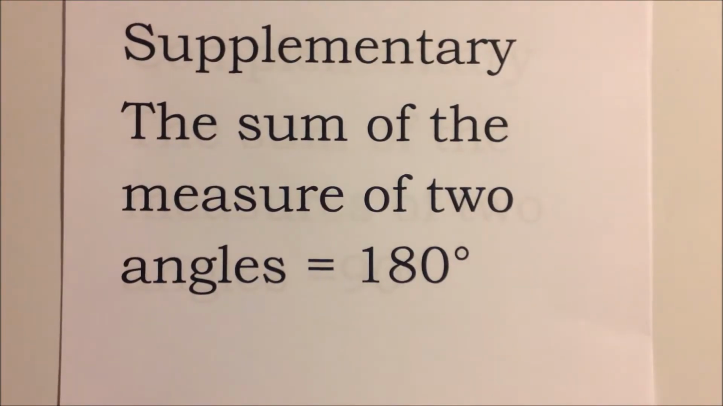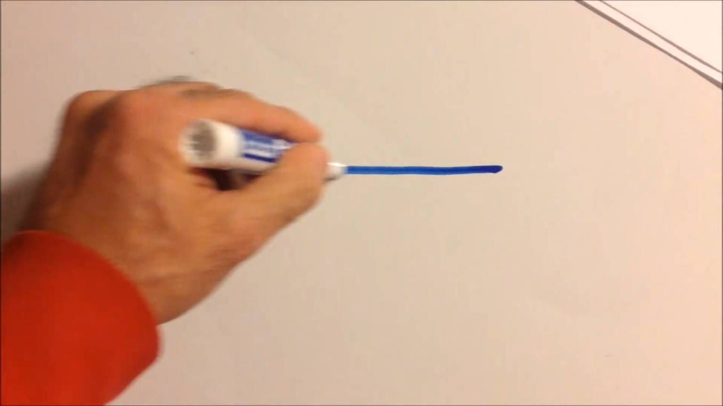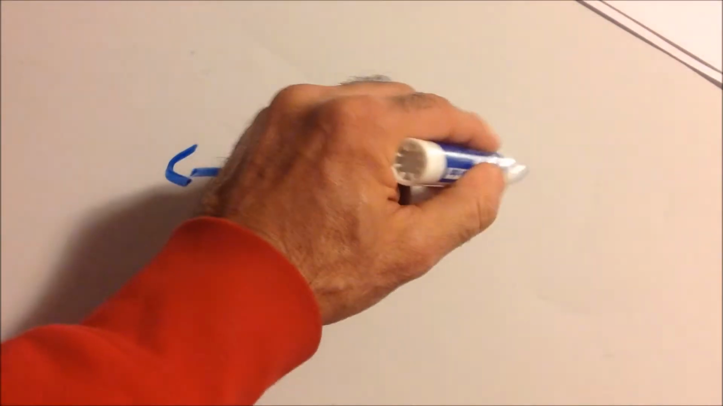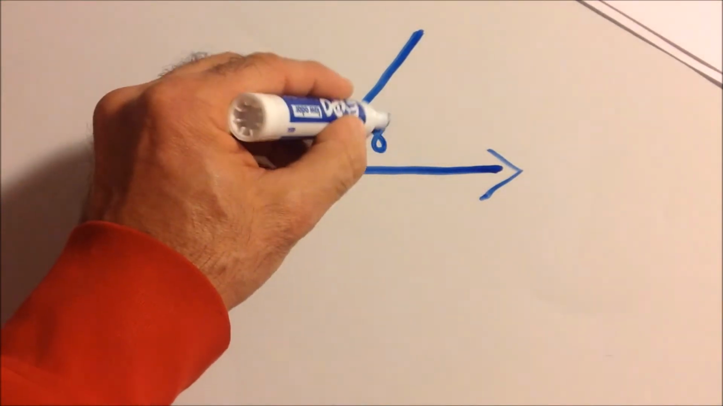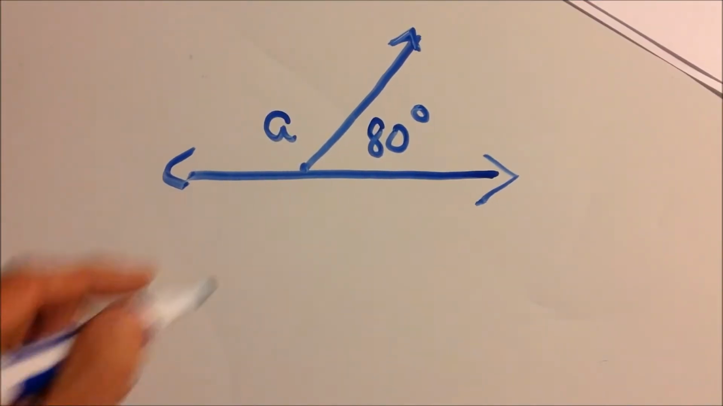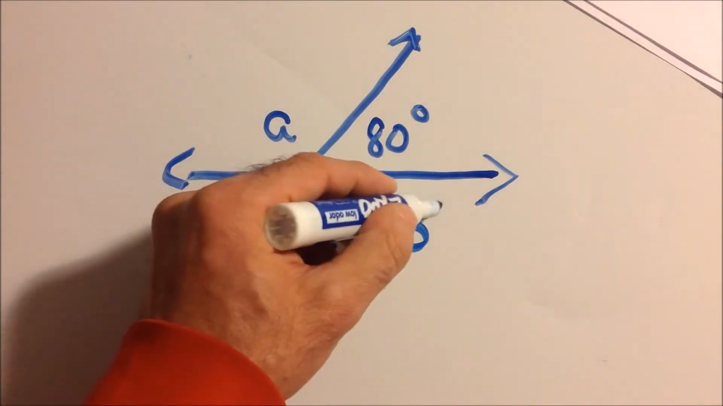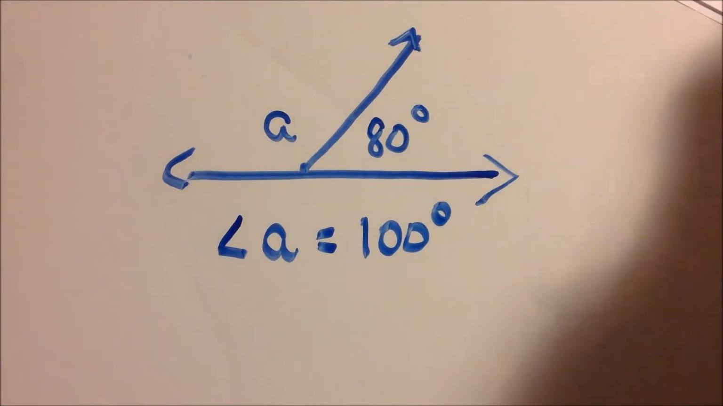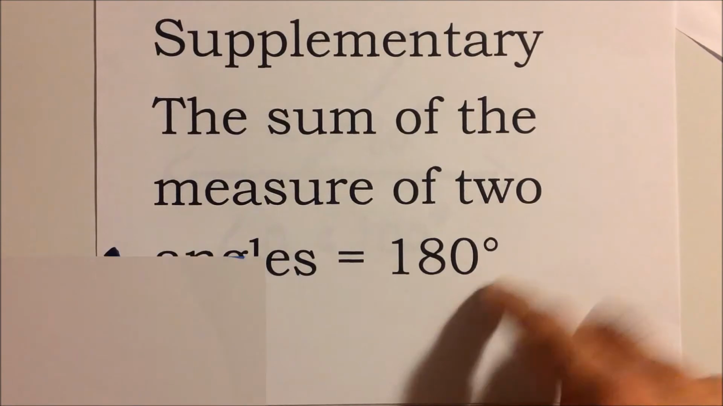Supplementary is the sum of the measure of two angles that equal 180. Let's look at that one. Again, remember, 180 degrees is a straight line. So if I have one angle here, and let's say this angle is 80 degrees, just a rough draft, that means the measure of angle A has to be 100 degrees. Because again, supplementary angles, as we said, the sum of the measures of the two angles has to equal 180.